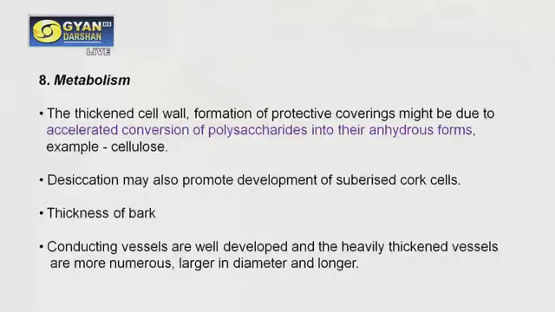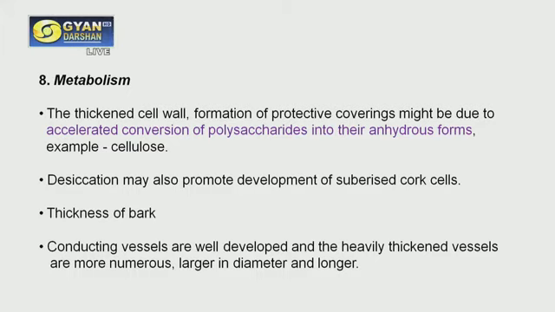The last point, that is the metabolism. Now, one very important feature in these xerophytes is that there is an accelerated conversion of polysaccharides into their anhydrous forms. Example, cellulose. So the polysaccharides are mostly converted into this kind of anhydrous sugars. Desiccation may also promote development of suberized cork cells. This is also one kind of protection. Suberin, like lignin, is also another structure which helps in protection.